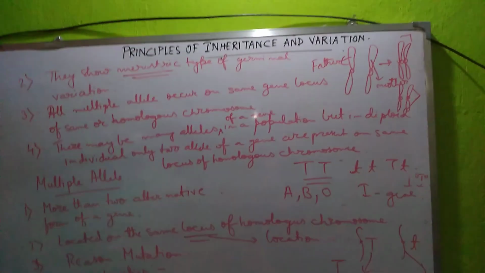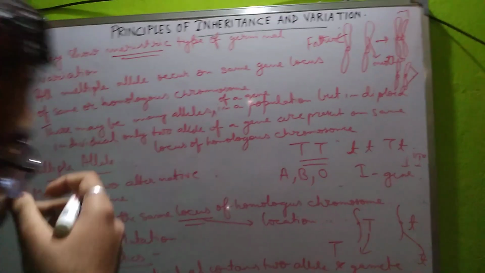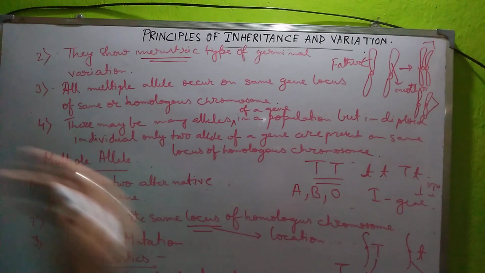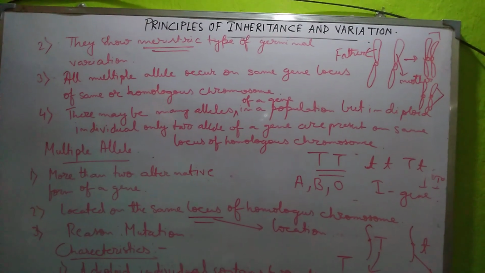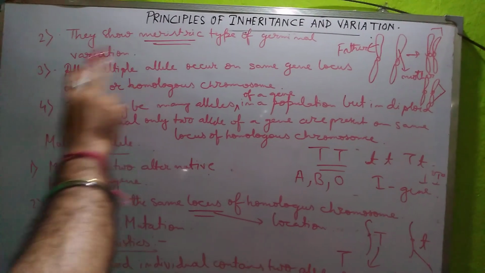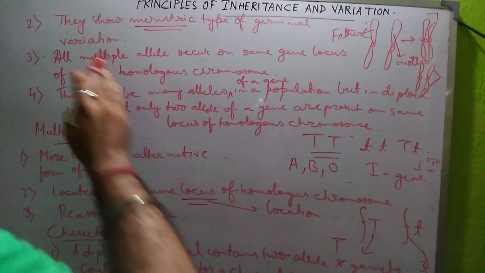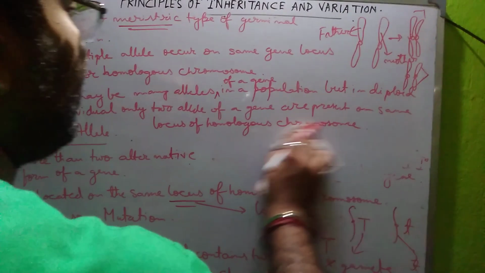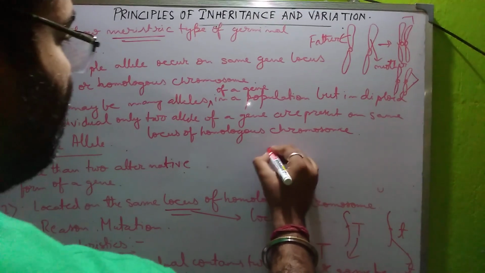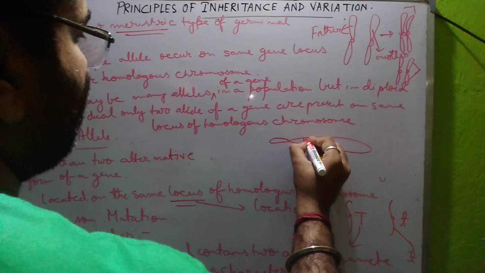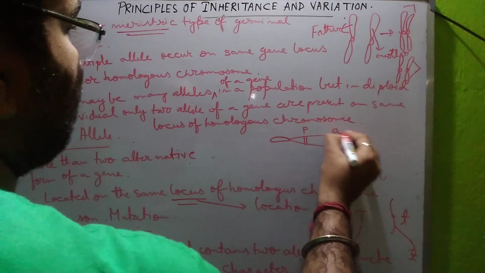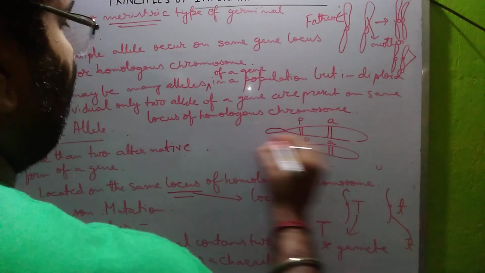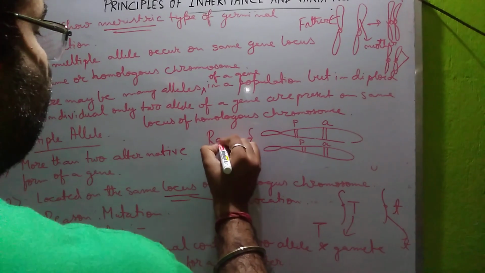Meristic type of germinal variation means, as I said, that from your parents, when one particular trait passes on to the next offspring and from that to the other, that is what we call meristic type of germinal variation. All multiple alleles occur on the same gene locus of same or homologous chromosome. Yes, this one is a little bit what I need to explain. Suppose this is a chromosome where you are finding this is P, this is A. Similarly, here is also P, here is also A. Now this is the chromosome of a person called Ram.